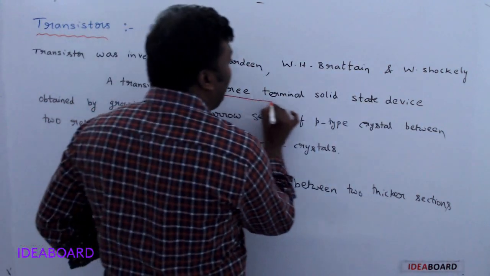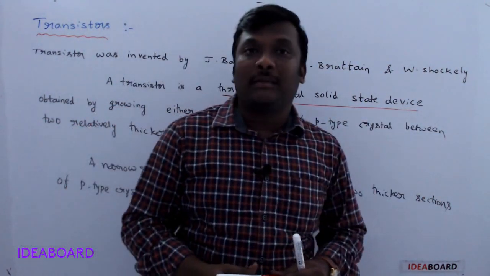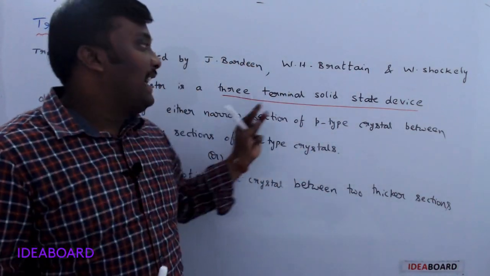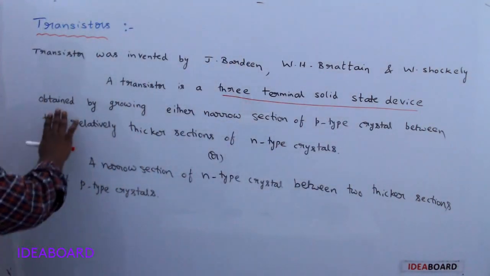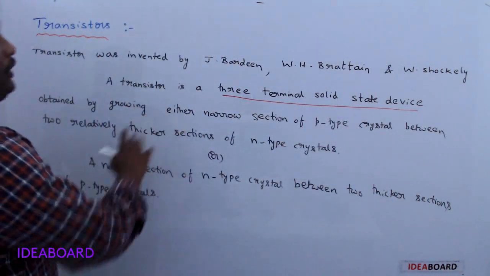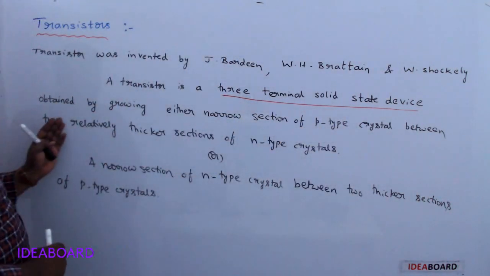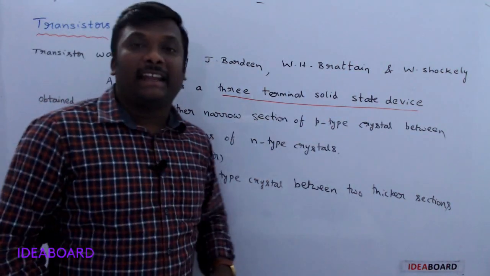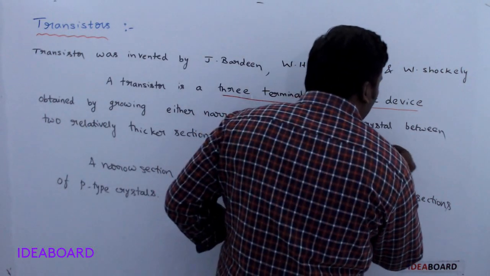three-terminal solid-state device. A PN junction diode has two terminals, right? One is anode and the other cathode, but a transistor has three terminals. This is obtained by growing either a narrow section of p-type crystal between two relatively thicker sections of n-type crystal. Okay, so in general a transistor will be like this.